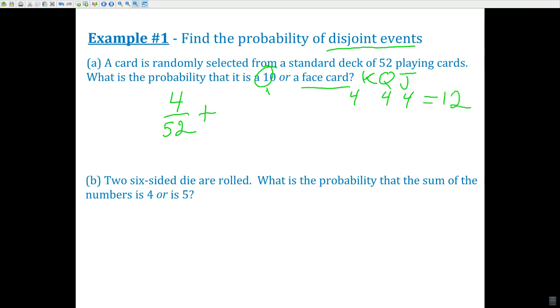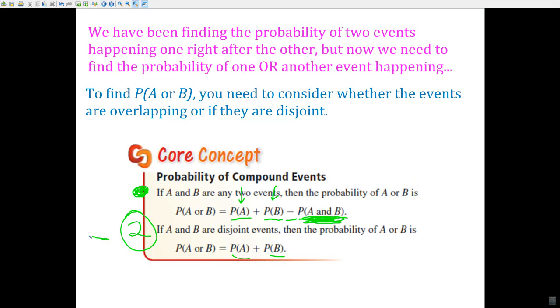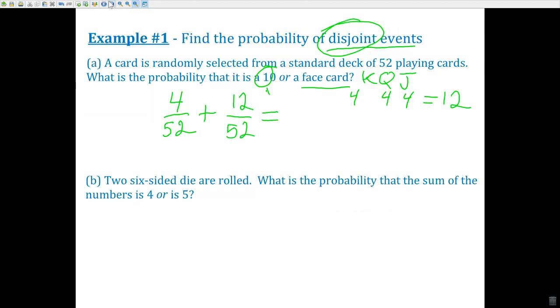Those are 12 cards of those out of 52. And these are disjoint events, so we're going to be using that second equation over here, all right? Using that second one because it's a disjoint event. Great. We know it's disjoint because there's never going to be an overlapping point where you draw a 10 that's also a face card, right? They're two totally separate things. So that's why it's disjoint.